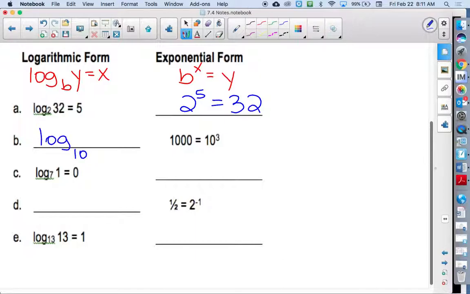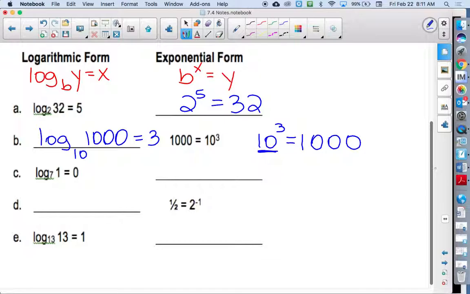Good. So log base 10, if you'd rather see this as 10 cubed equals 1,000, switch it. So here's the base, and then log of 1,000 equals 3. If you like seeing it flip-flop, then flip it so that the exponent's on the left. So log base 10 of 1,000 is equal to 3.